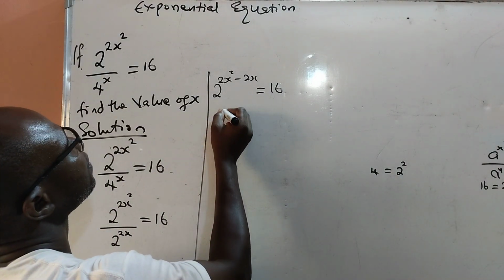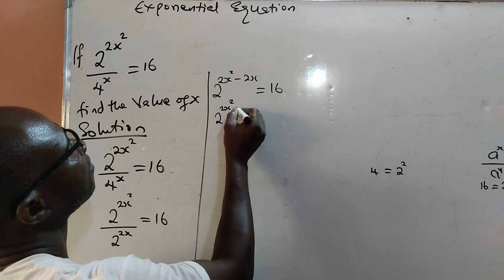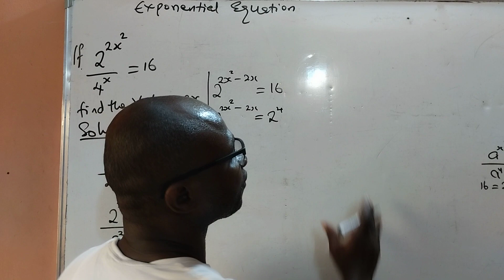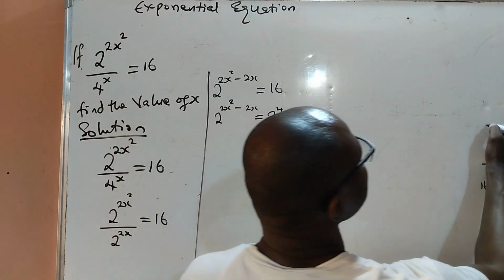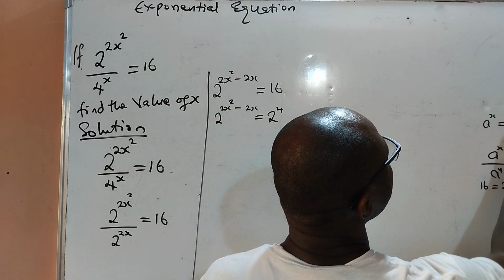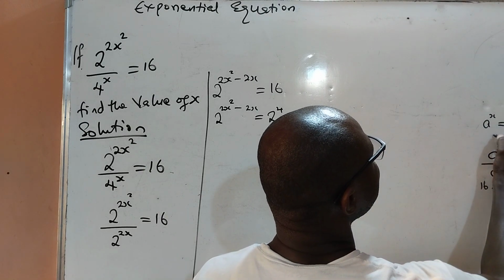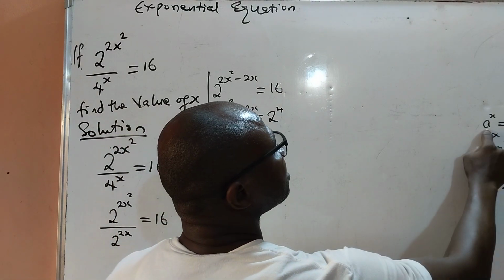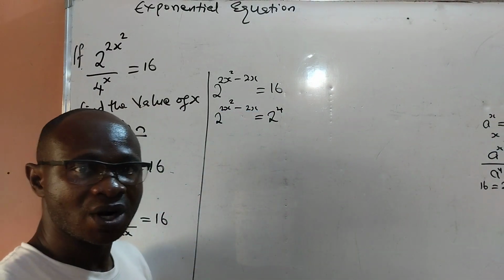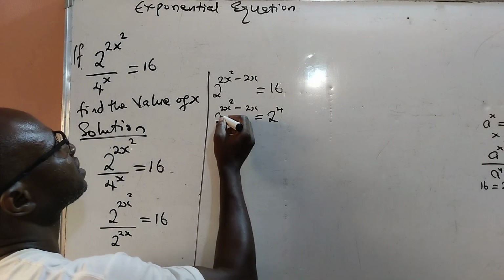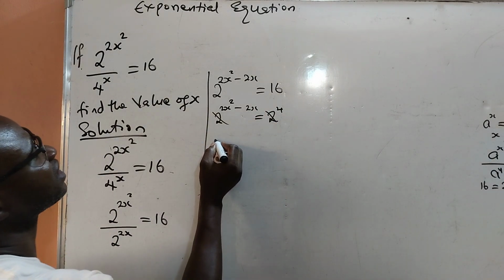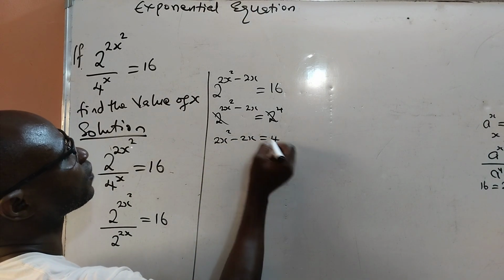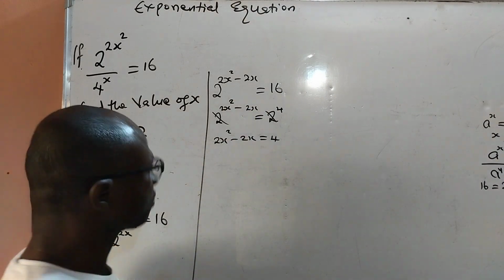Therefore, we write 2 raised to the power 2x² minus 2x is equal to 2 raised to the power 4. By law of indices, if I get a raised to the power x equal to a raised to the power y, it means that x is equal to y. Meaning that when the bases are the same, the powers automatically become equal. If you look at what we have, you see that the bases are the same, so we can say that 2x² minus 2x is equal to 4. So the powers now are equal.